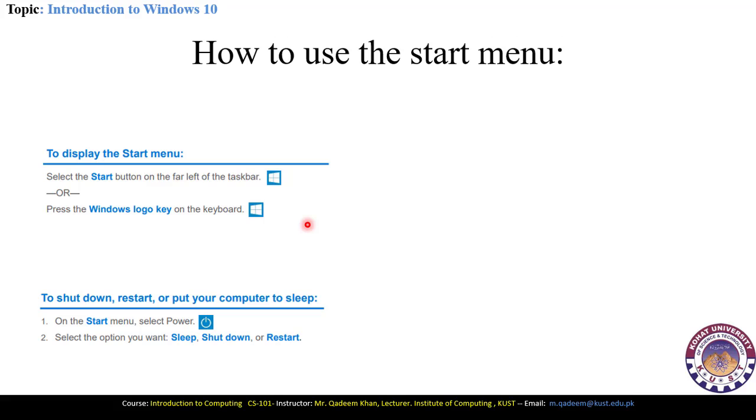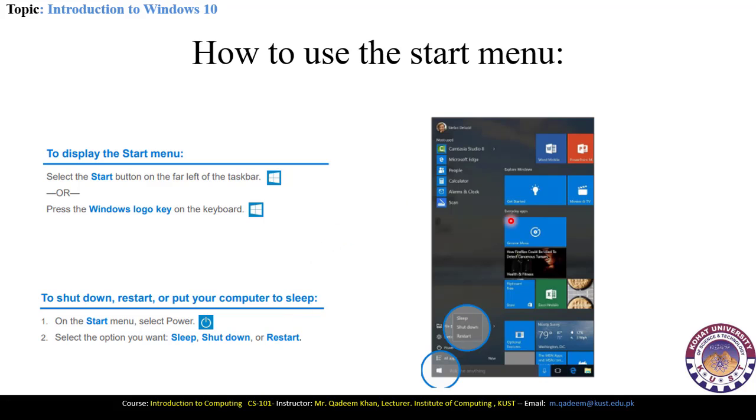To shut down, restart, or put your computer to sleep, just click on the start menu and then select the power button. Also, you can select the option you want: sleep, shut down, or restart, here. This is the visual representation of all these actions. You can see that. Just click on the Windows button, and then you will see multiple options here.